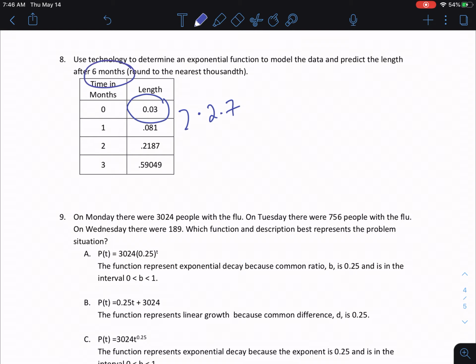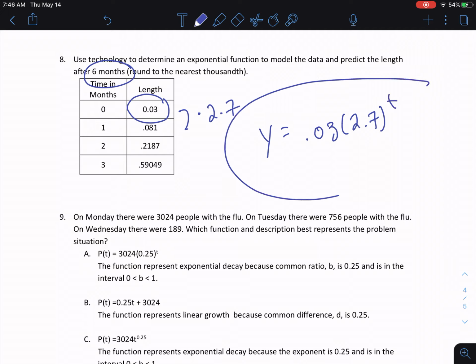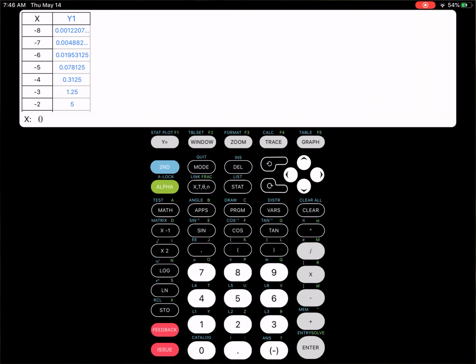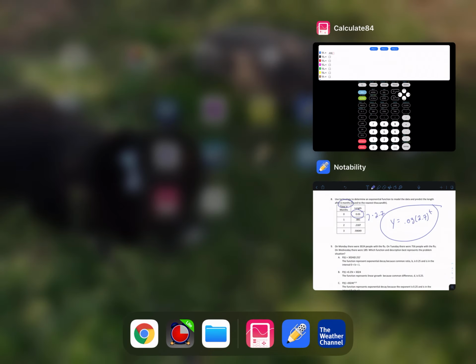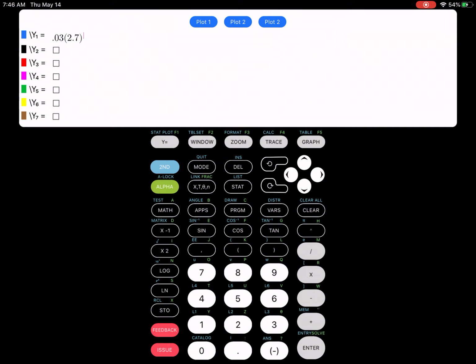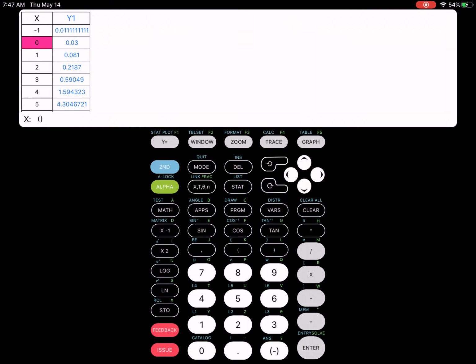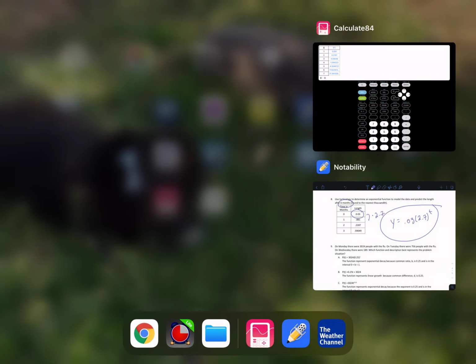It says after 6 months, so we're going to do y equals 0.03 times 2.7 to the t. We're going to plug this into a graphing calculator. Let's see what it is. 0.03. Oh, let me clear that. Parentheses 2.7 to the x. Second table, it says 6 months. So it's 4.3, after 6 months it's 11.6.